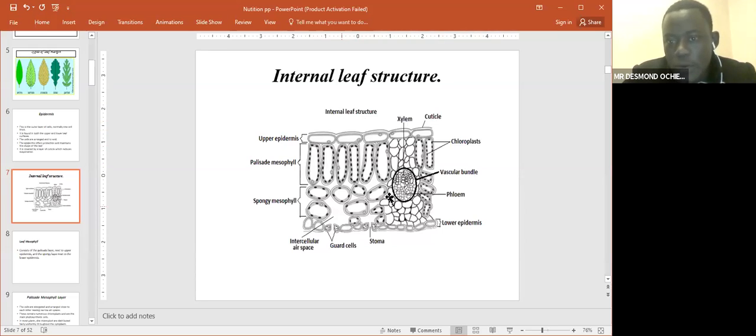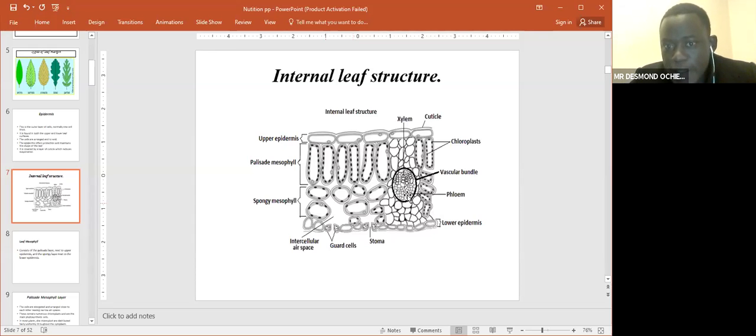It is also important to note that the Palisade mesophyll cells are fence-like. In other words, they are held close to each other. If you compare the spongy mesophyll cells, from the word spongy, it's like a sponge. You know what a sponge is? There are several air spaces created in between by the loose arrangement.